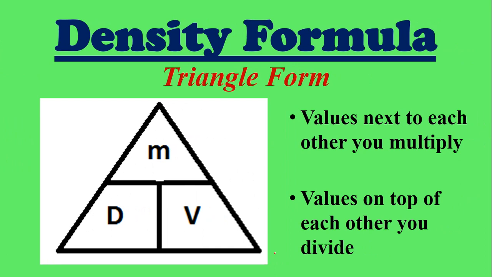When I teach physical science, I teach all the formulas in something called the triangle method. So this is the density formula in the triangle. The M at the top and the D and the V at the bottom. The reason why is because values next to each other will be multiplied and values on top of each other will be divided, and you go top divided by bottom. So what we do is we fill in the triangle and then we know which method we should do. It's easier than manipulating the formula before plugging in the numbers.